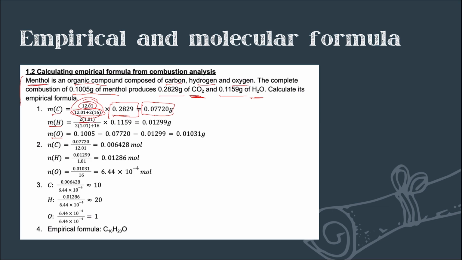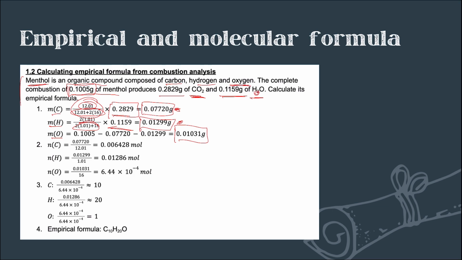So I'm multiplying 1.01, which is the AR of hydrogen, by 2 since there are 2 H's here, and dividing by the molar mass of H2O, which is roughly 18.01. Multiply that by the mass of H2O, and we will get the mass of hydrogen only. Now, if we go back to the mass of menthol, we can subtract these masses from that, and we get the mass of oxygen. That is the only other thing remaining in this compound because it's just carbon, hydrogen, and oxygen.